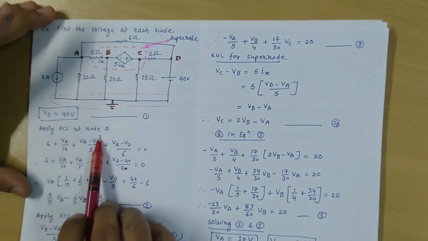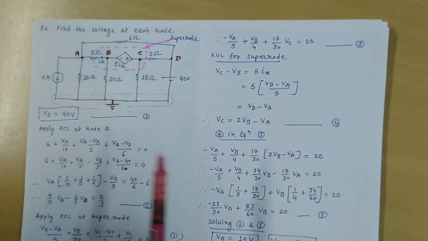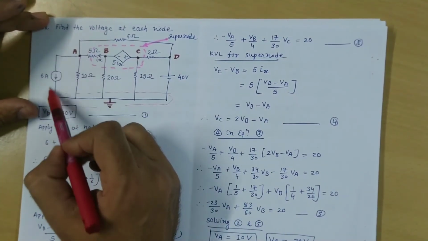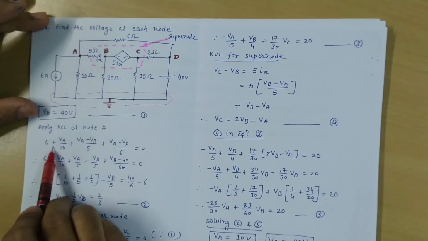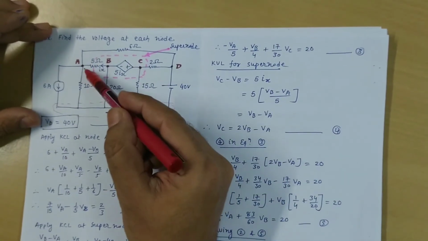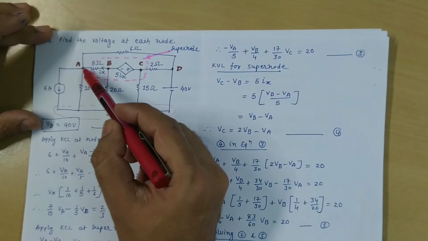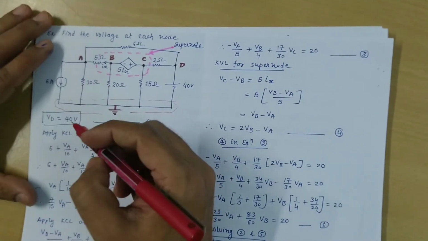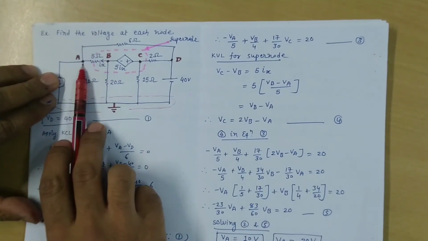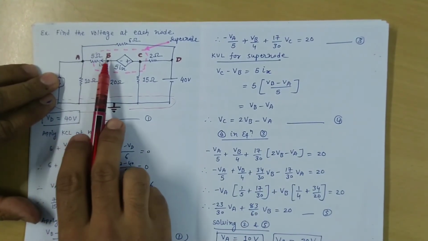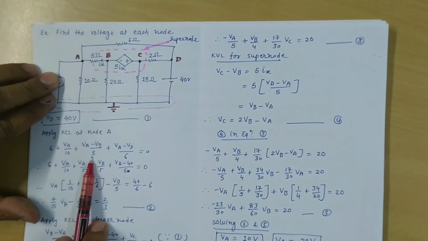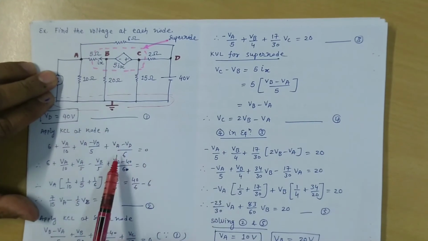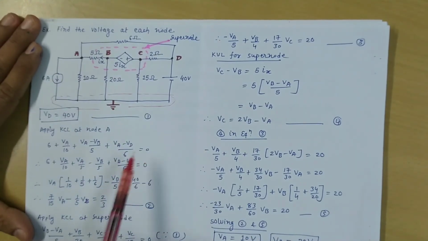Now we will apply KCL at node A. So the current in this branch is clear, 6 ampere, current in this branch would be VA divided by this resistor, that is 10, VA by 10. Now the current in this branch, VA minus VB by 5, and the current in this branch, VA minus VD by 6 is equal to 0.